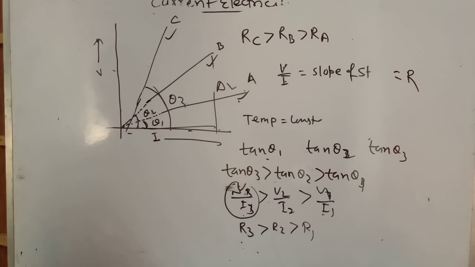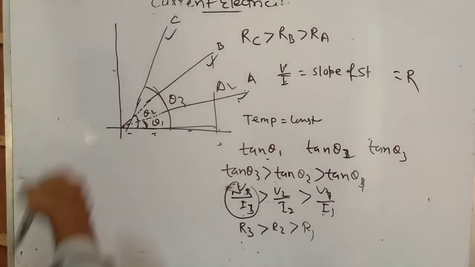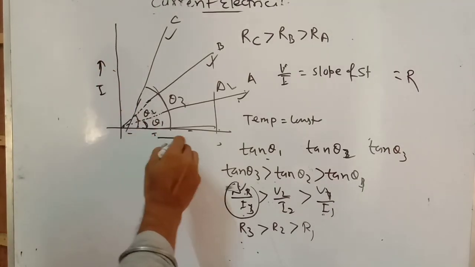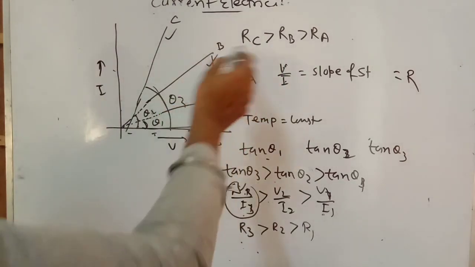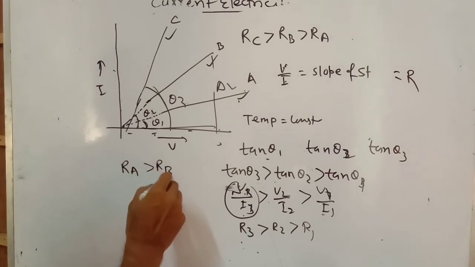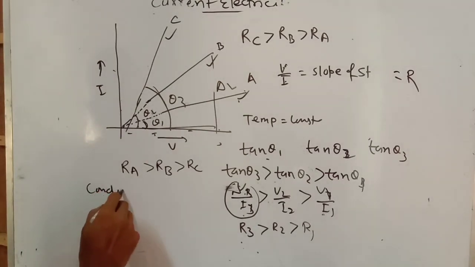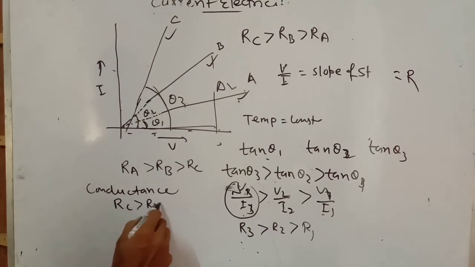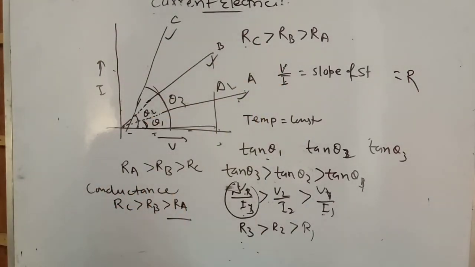Okay, if you reverse the graph, so that this is the I-axis and this is the V-axis, now again the order of resistance is opposite. So now it will become RA greater than RB greater than RC. But in case of the conductance, RC greater than RB greater than RA. So this is the order of resistance and this is the order of conductance.